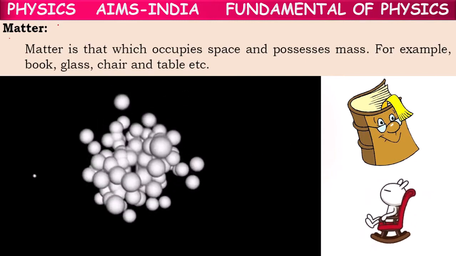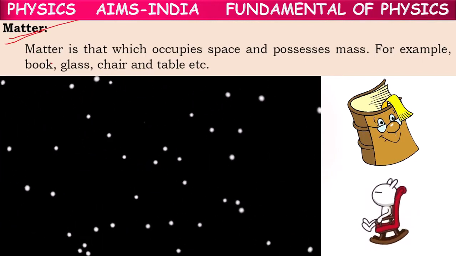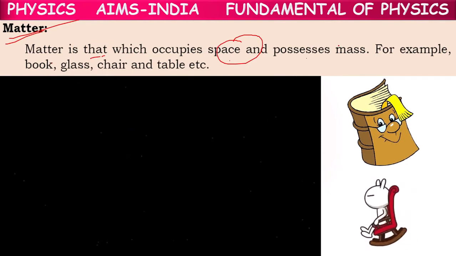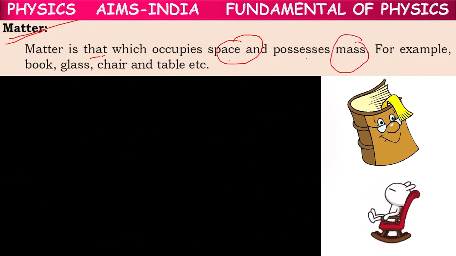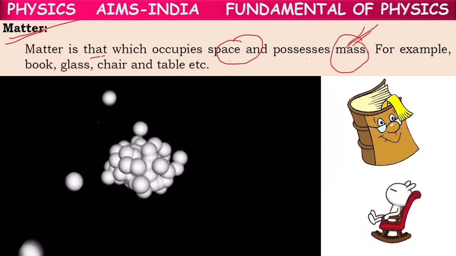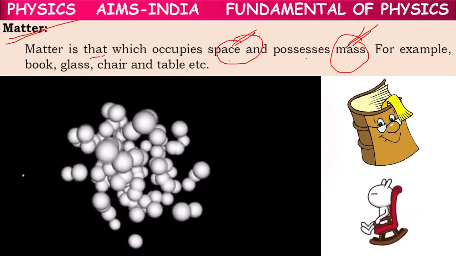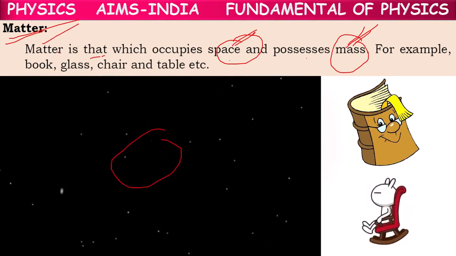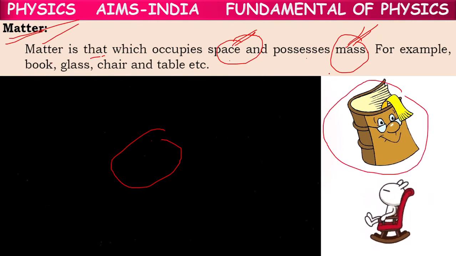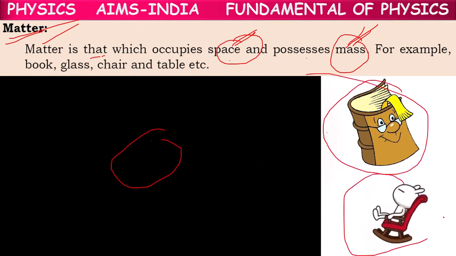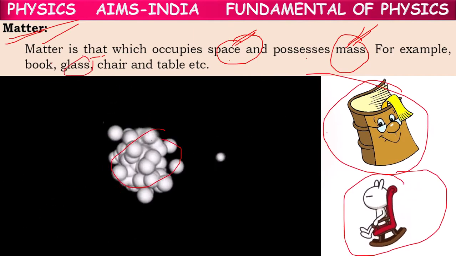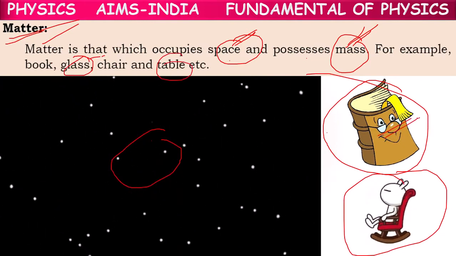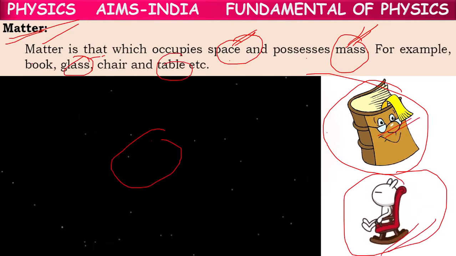Next, matter. What is matter? Matter is that which occupies space and which possesses mass. It should have some mass and it should occupy some space. Then it is called matter. It can be a book, a chair, a glass or a table. Anything which occupies space and has some mass is called matter.